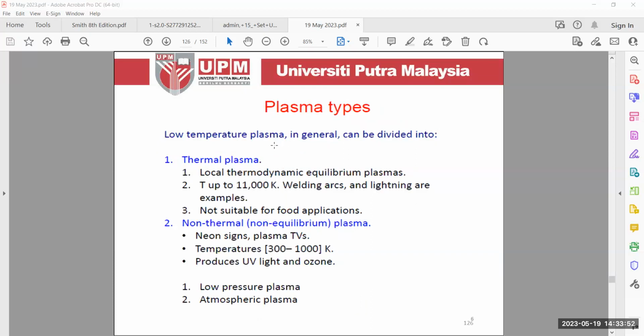Okay, the plasma type can be divided into thermal plasma, where the temperature can be up to 11,000 Kelvin. This was actually welding. So welding is the same as plasma, except with very high temperature, but it's not suitable for food application. And non-thermal plasma is basically the same as the neon sign and also the plasma TV that is used in your home. The temperature is about 300 to 1000 Kelvin, and it produces UV light and ozone. So this is where the killing mechanism of the microorganism was speculated.